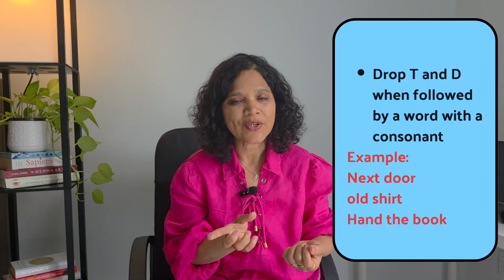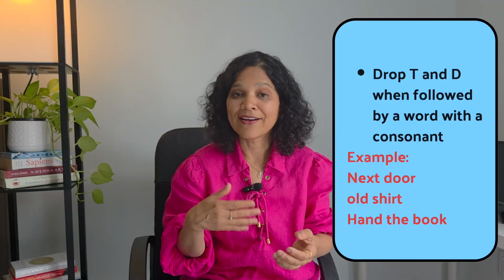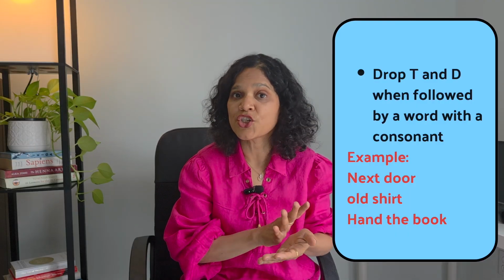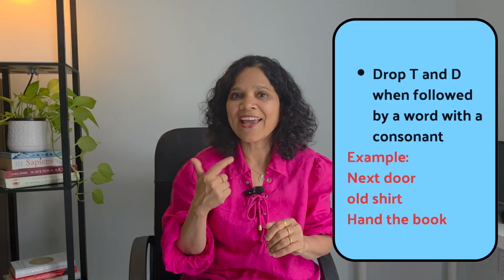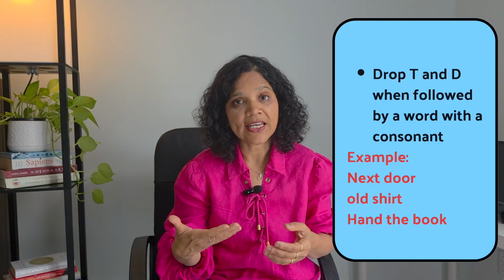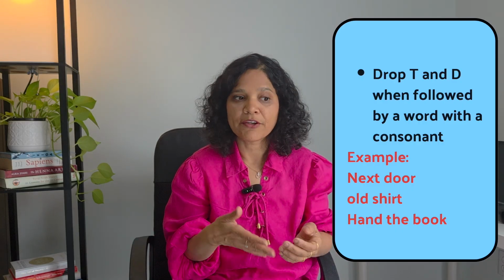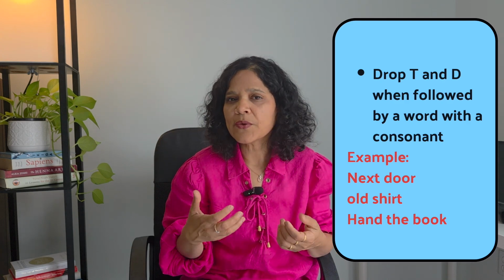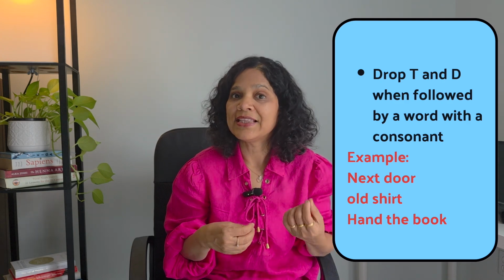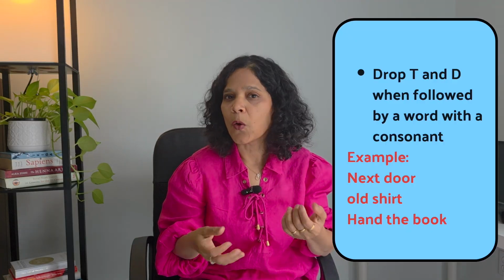And the third situation is whenever you have the ta and the da sound followed by another word which begins with a consonant. Again, consonants are letters of English alphabet that are not A, E, I, O, U. So anytime you have a word beginning with the consonant sounds after T or D, you drop it. For example, last night. We don't say last night. We say last night. Or old shirt. You don't say old shirt, old shirt.